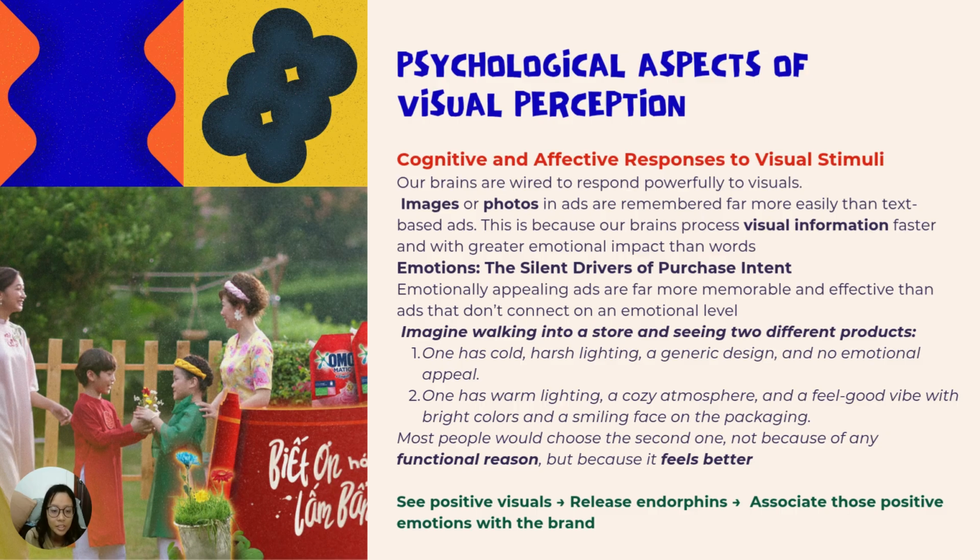In fact, since the 1960s, researchers have shown that images or photos in advertising are remembered far more easily than text-based ads. This is because our brain processes visual information faster and with greater emotional impact than words. Think about your own experience. When was the last time you remembered a powerful image or scene from a TV commercial? It most likely stayed with you as long as you watched it. It wasn't the words or product features that you remember, right? It was the emotion, the feeling, or the image that it triggered. So, visual information is far more powerful than verbal.